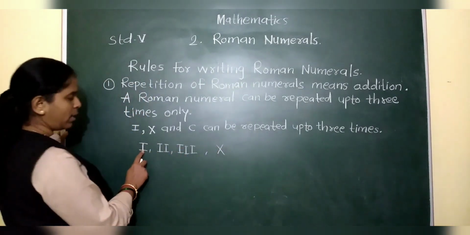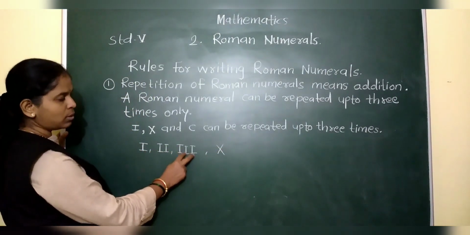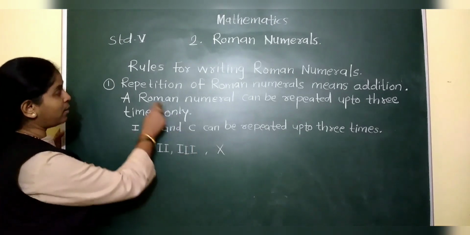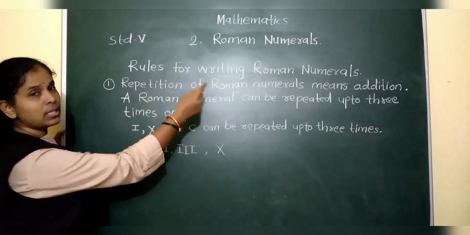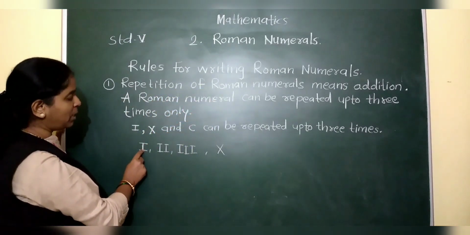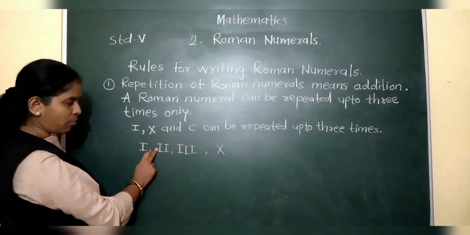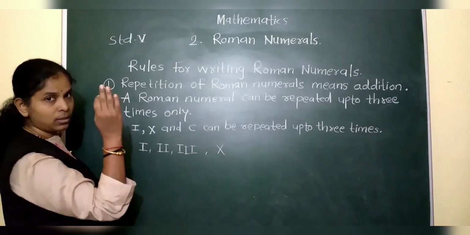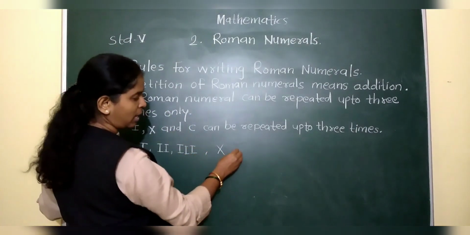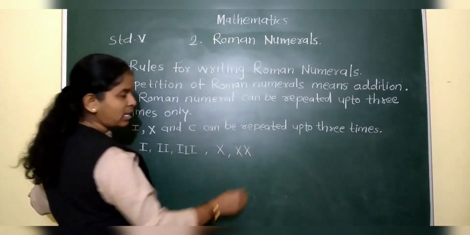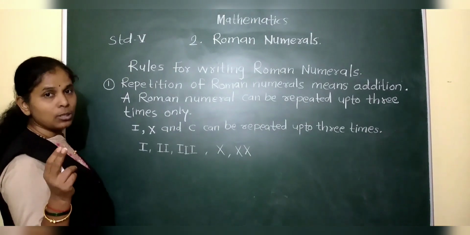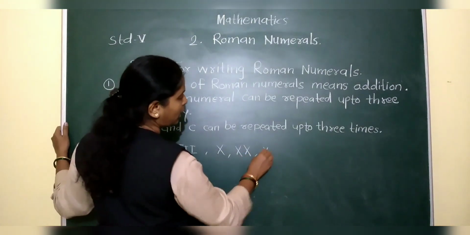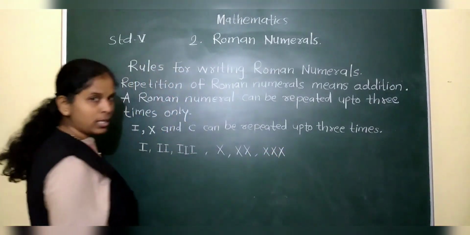Now see, 2 times I means 2, and 3 times I means 3, because we have to add. Repetition means addition. We are repeating means we are adding. 1 plus 1 is 2. 1 plus 1 plus 1 is 3. X is 10. 2 times X means 20. 3 times X means 30.